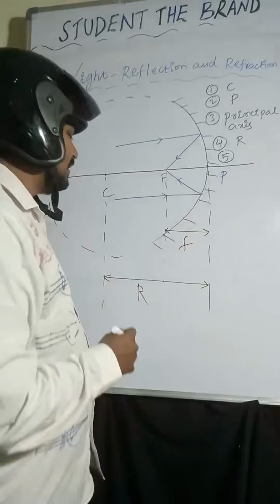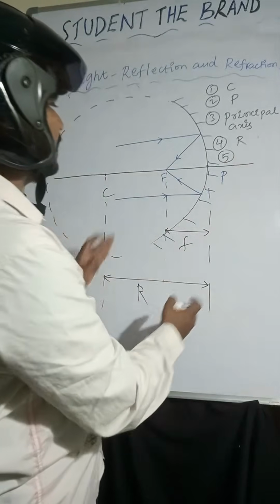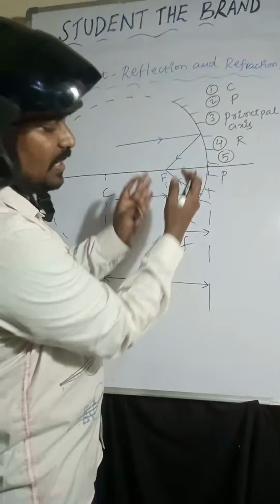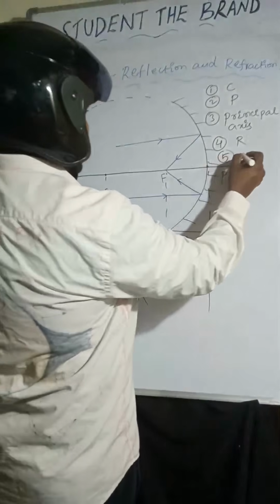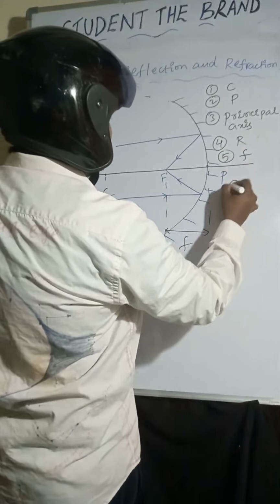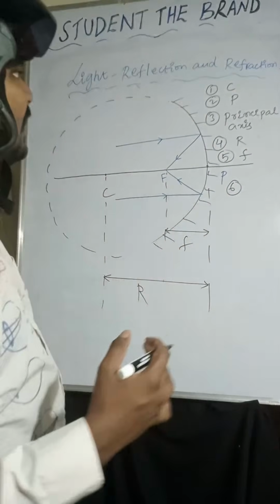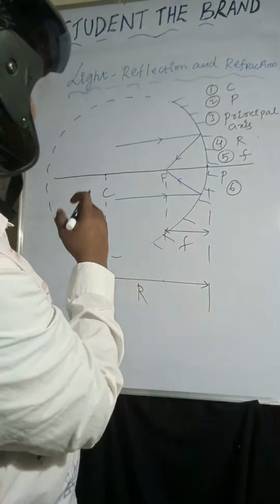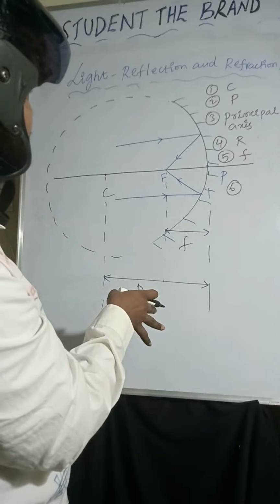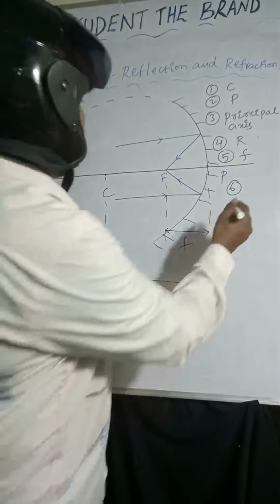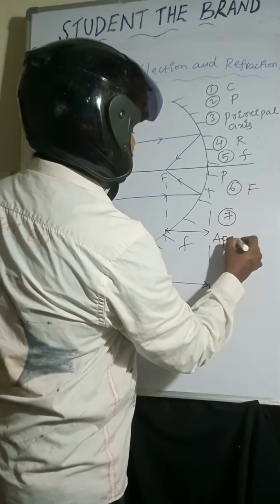Focal length is denoted with a small letter f. The distance between center of curvature and pole is called radius of curvature. The distance between focus and pole is called focal length. And the width of the mirror is called aperture. So: center of curvature, pole, principal axis, radius of curvature, focal length and focus. And coming to the seventh one, aperture.